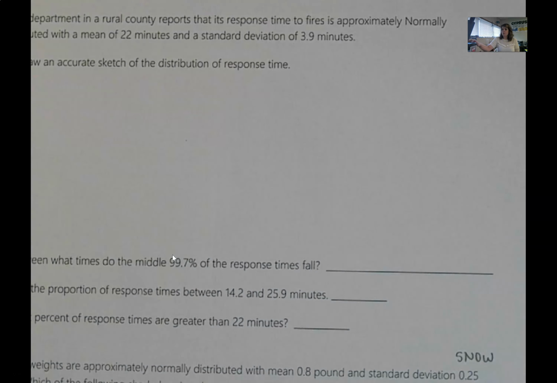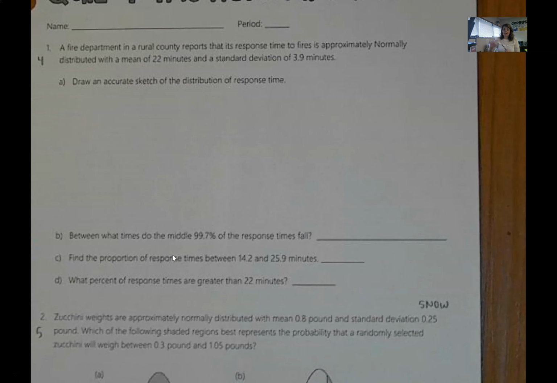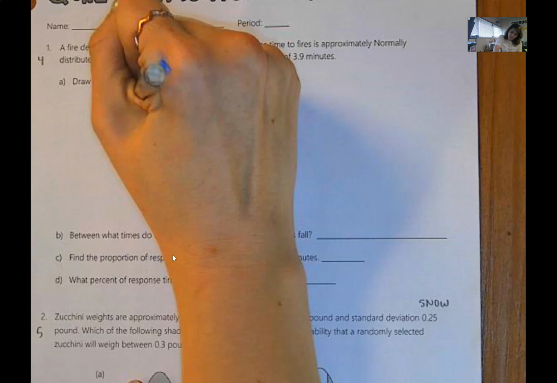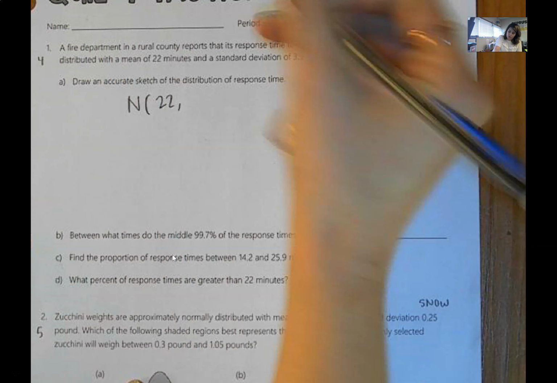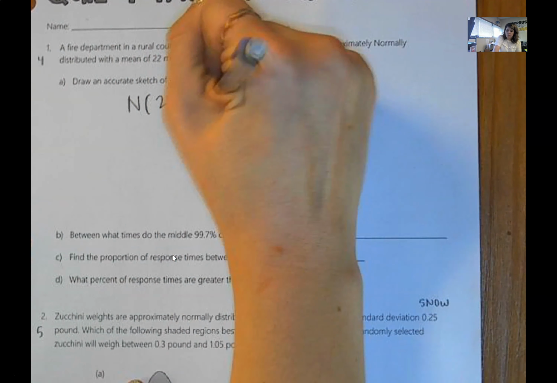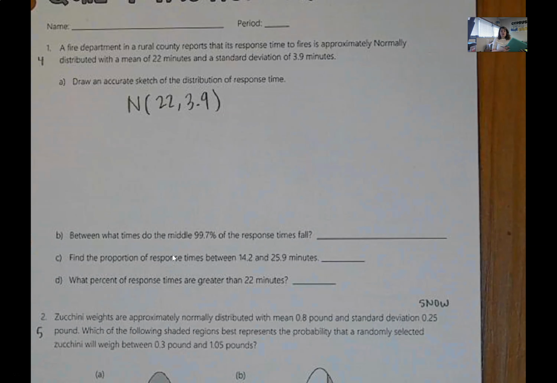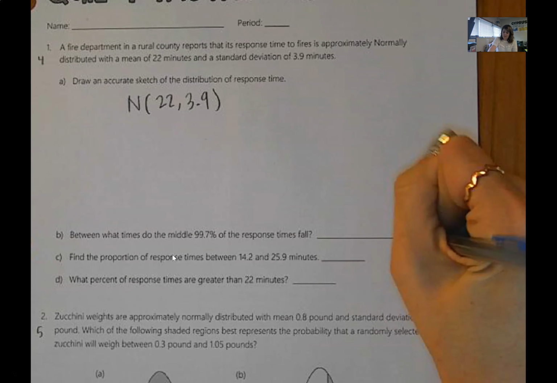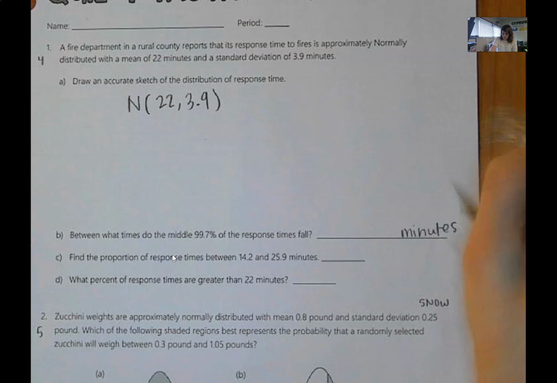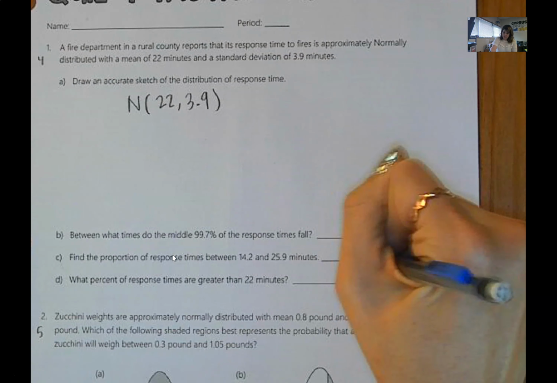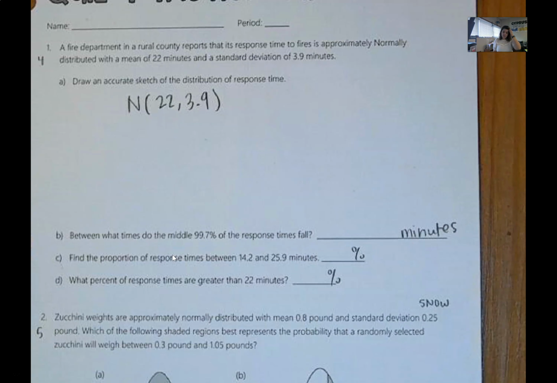Number one went pretty well. The only mistakes that I saw were: always make sure that you label your normal curves with the parameters. B, C, and D all need to have units. So B needed to be minutes. C is percent, D is percent.